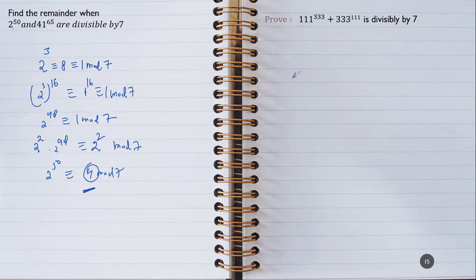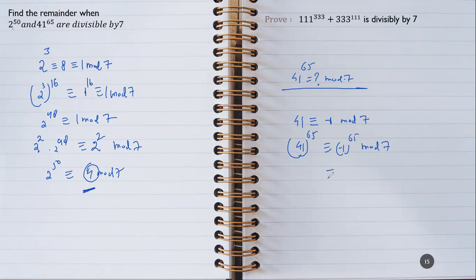Now if I calculate 41 to the power 65 under mod 7, I will check for the nearest multiple of 7 to 41. 7 times 5 is 35, 7 times 6 is 42. So 41 is congruent to minus 1 mod 7. So I can raise any power: minus 1 to the power 65 mod 7 will be congruent to negative 1 mod 7. And that is 6 mod 7. So the remainder is 6 here. Understood?